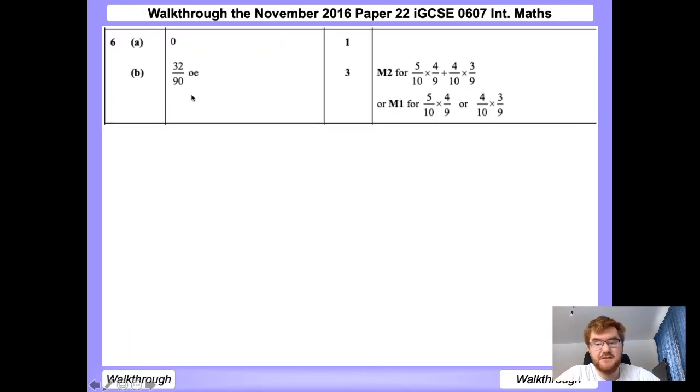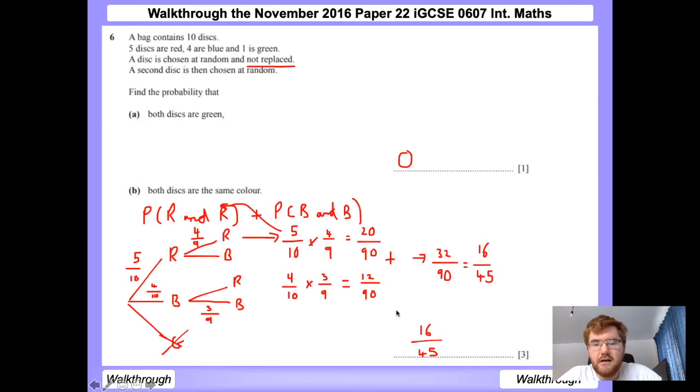There we are. Interesting. So 0 gives you the 1 method mark for doing one of these calculations, 2 marks for doing both calculations and adding them together, and then 32 out of 90 or equivalent, or 16 out of 45, which is the same as 32 out of 90. I've noticed on these 0607 papers, on the probability question specifically, if you do not simplify at the end, it's not a problem.